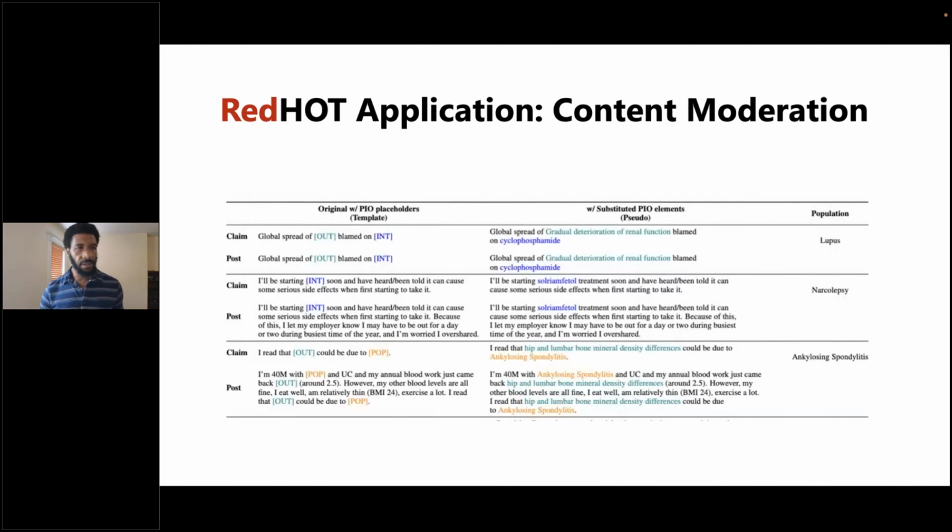And here's a couple of examples. For example, the last one says, I read that outcome could be due to population. And so we go on Trialstreamer, we take RCTs that discuss ankylosing spondylitis, and then we replace the outcomes with the populations. And we do this for a large number of examples, and we use this to train our dense passage retrieval model.